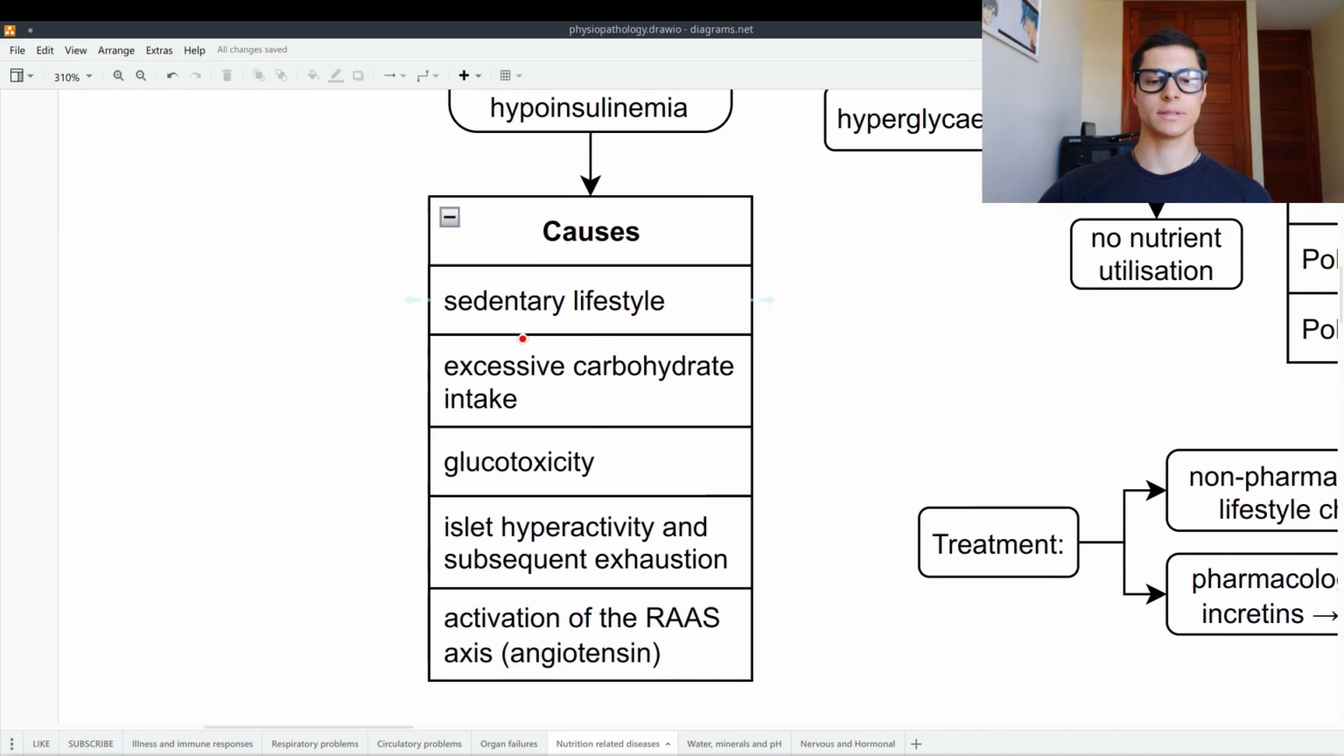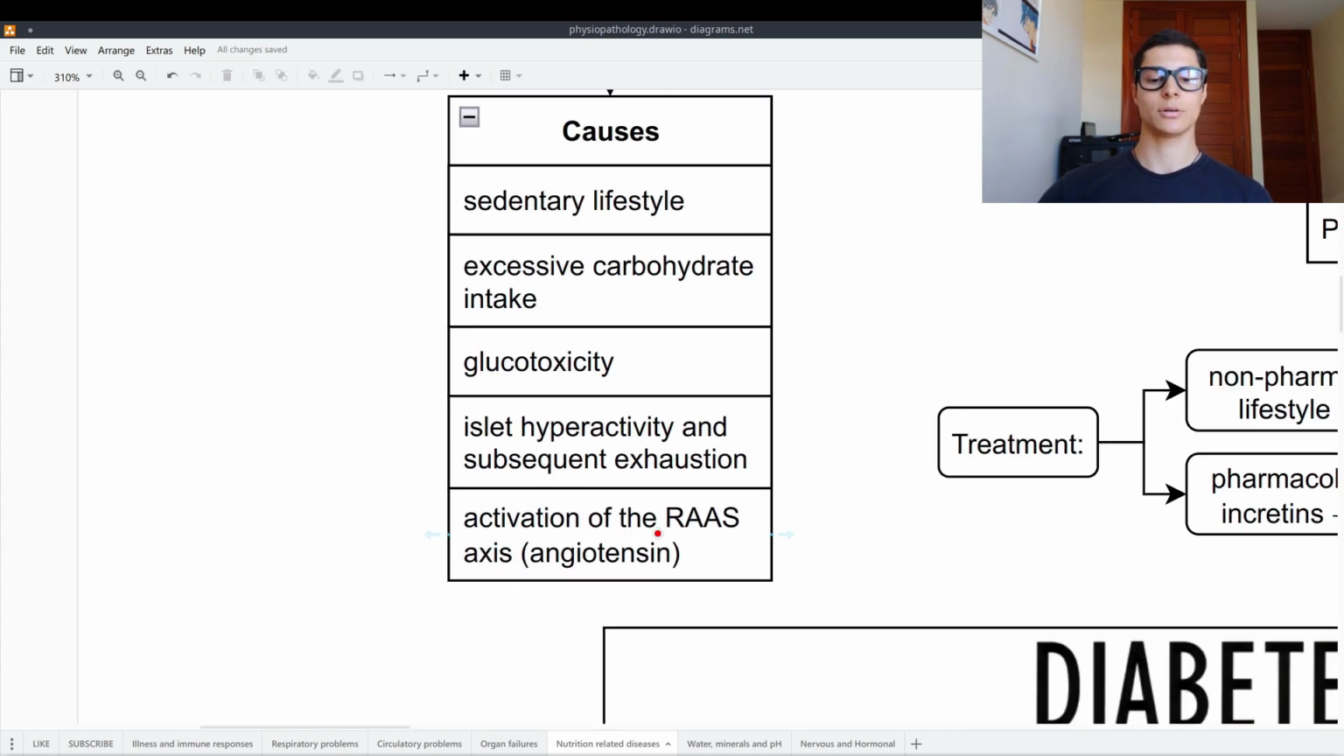The causes of this are the sedentary lifestyle, the excessive carbohydrate intake, the glucotoxicity, the islet hyperactivity and subsequent exhaustion, and the activation of the renin-angiotensin-aldosterone system. Because of the angiotensin, it tends to put fat around the islets, impeding them to detect the glucose levels in the blood, and therefore adjusting it.